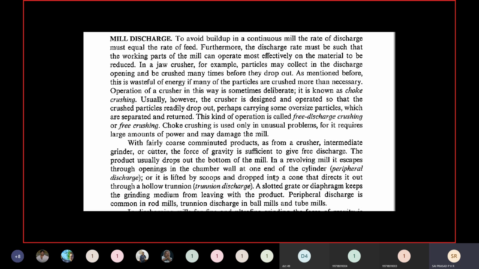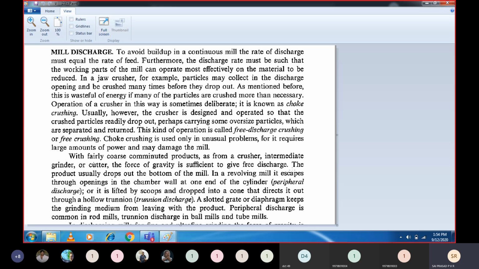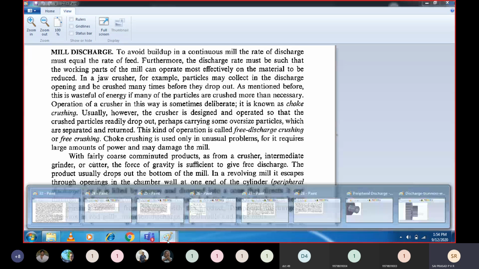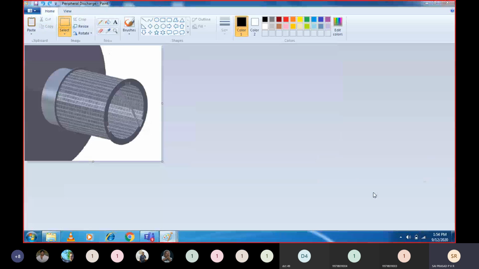With fairly coarse material, the product usually drops out of the bottom of the mill. In a revolving mill, it escapes through the openings in the chamber wall at one end of the cylinder, called peripheral discharge. Now, what is the peripheral discharge? I will show you here once. Yeah, this is peripheral discharge.